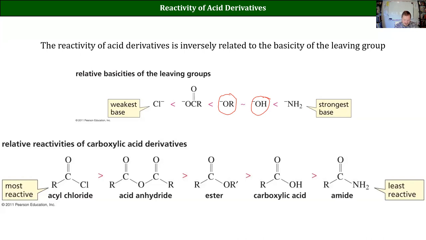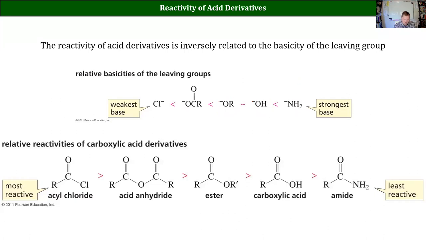And then last but not least, our least reactive acid derivative is going to be the amide, because the amide ion, this NH2 with a negative charge, is a very, very strong base. And we do see it has esters as being more reactive than carboxylic acids on the list down below, despite the fact that they're about the same strength of a leaving group. Part of that is just that hydroxide is more common and water is always around to some extent. So carboxylic acids wind up being favored just by virtue of the fact that you have more water and hydroxide around, generally speaking.